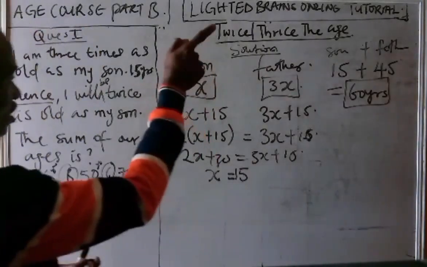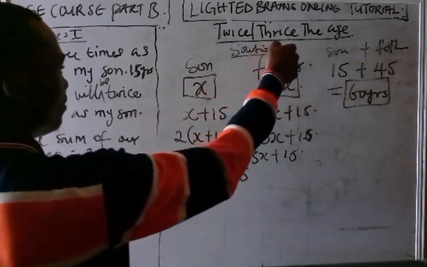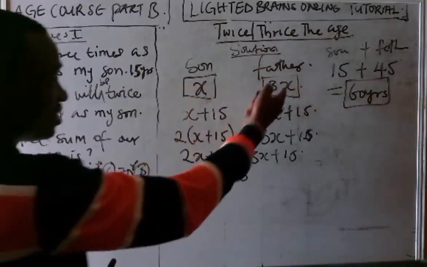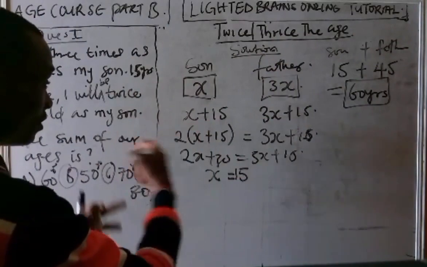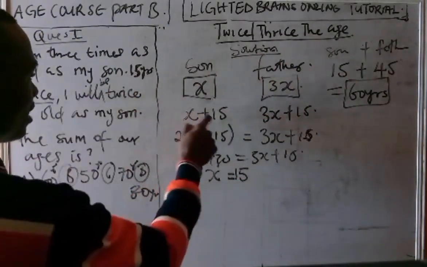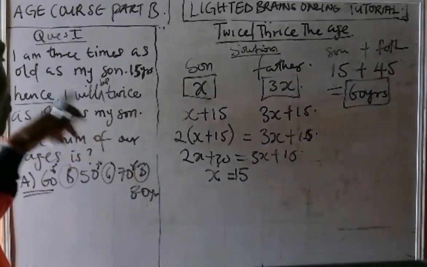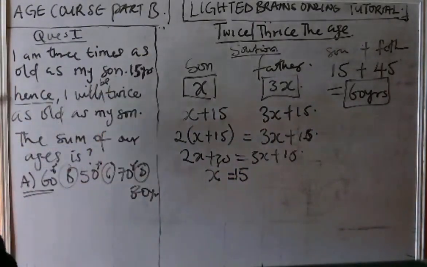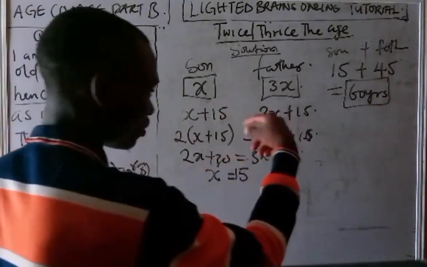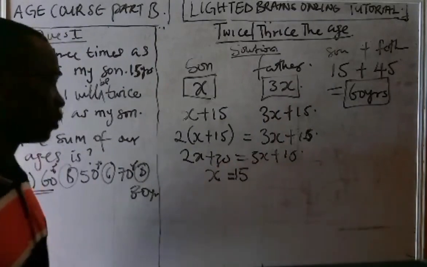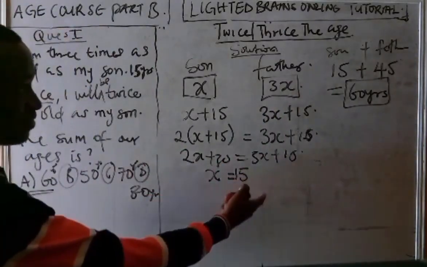Just know the son's present age is x. The father's age is 3 times the son's age, which is 3x. So adding 15 years hence, x plus 15 and 3x plus 15. Then the man said again that he will be twice as old as his son. 2 into x plus 15 equals 3x plus 15. So after multiplying everything out, you find your x as 15.